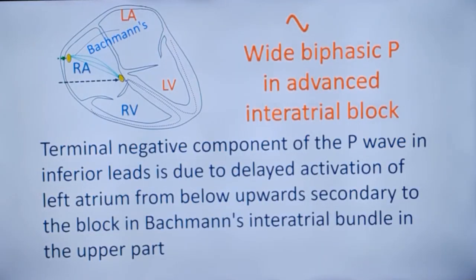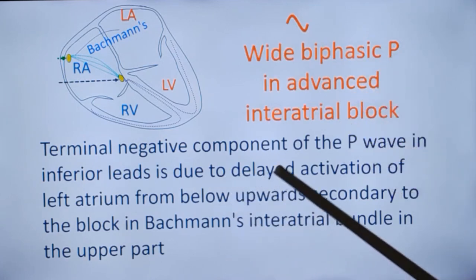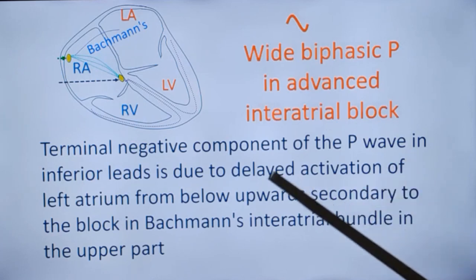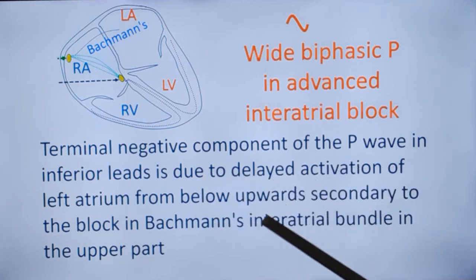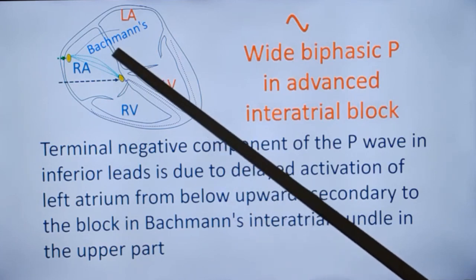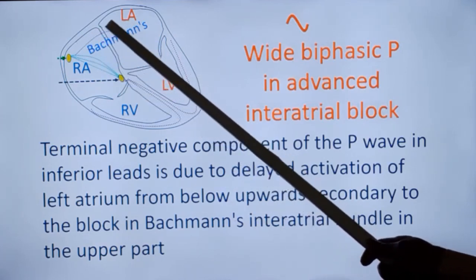Here is the explanation for the wide biphasic P wave in advanced interatrial block. Terminal negative component of P wave in inferior leads is due to delayed activation of the left atrium from below upwards, secondary to block in Bachmann's interatrial bundle in the upper part. You see, this is the Bachmann's bundle in the upper part.